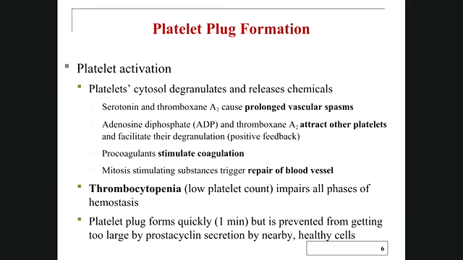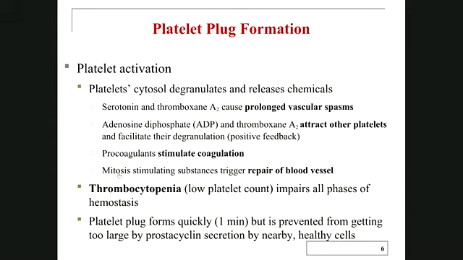As I told you, the platelets become active when they stop at the site of injury, they become spiky, and they start to release some chemicals. These chemicals are serotonin and thromboxane A2, and these two chemicals can make prolonged vascular spasm. The other chemicals which are secreted are adenosine diphosphate or ADP and thromboxane A2, which attract the other platelets to come there. We have some procoagulant secretion, and they can stimulate coagulation.